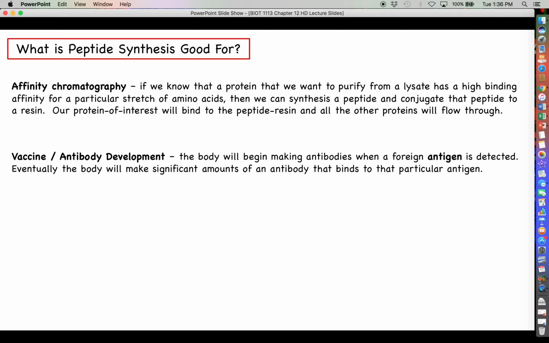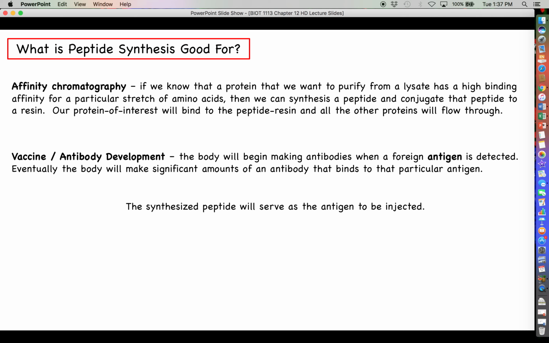So the body will begin making antibodies when a foreign antigen is detected. Well, guess what can definitely act as an antigen? That's right, a peptide. So if we were to inject someone with a particular peptide, that person should start making antibodies against that peptide. So that can be very useful, and we'll talk a little bit more about that later.